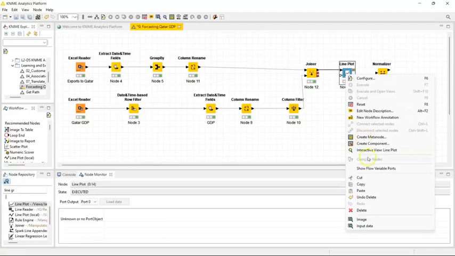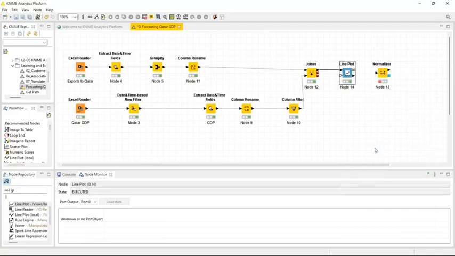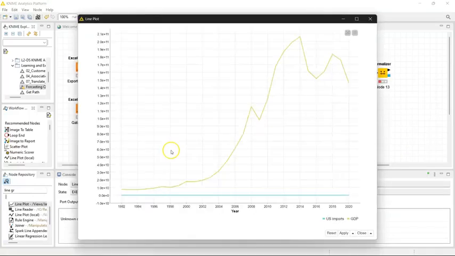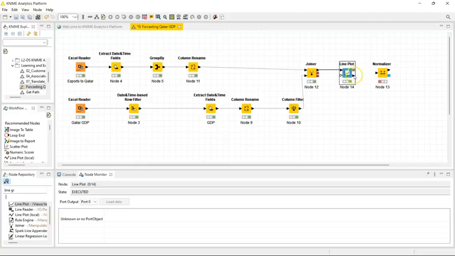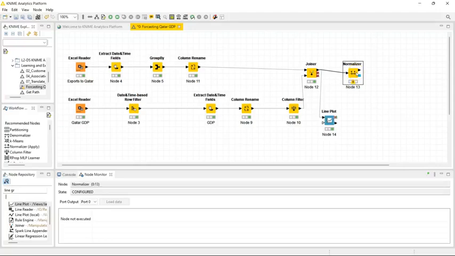Now, when we open this up, we can see the GDP, but notice how the US imports is a flat line. This is because the magnitude of this is so tiny in relation to this one, you can't see any trends down here. Now, if we normalize this, let's just move that over here.